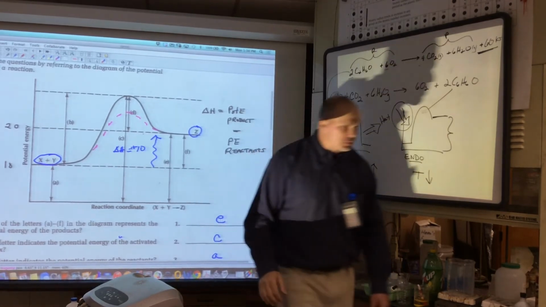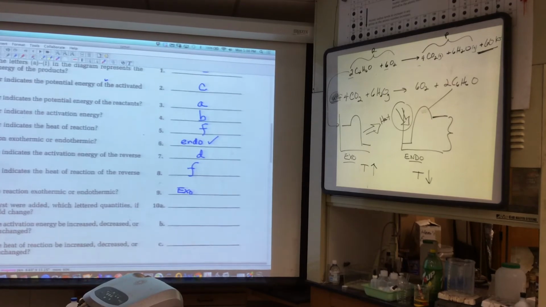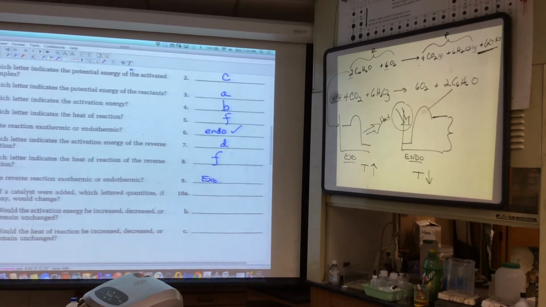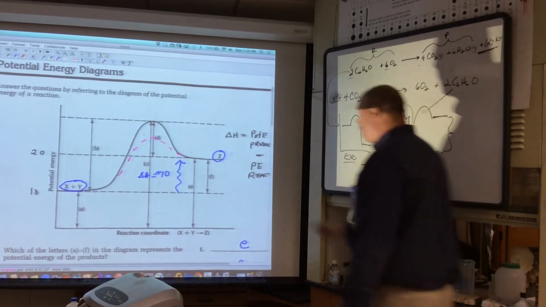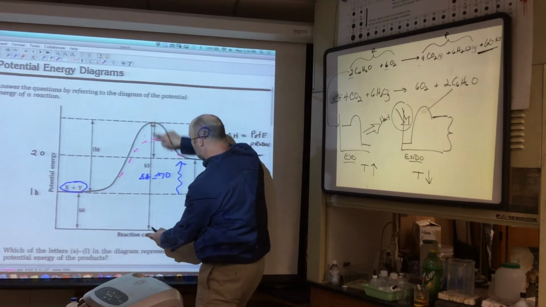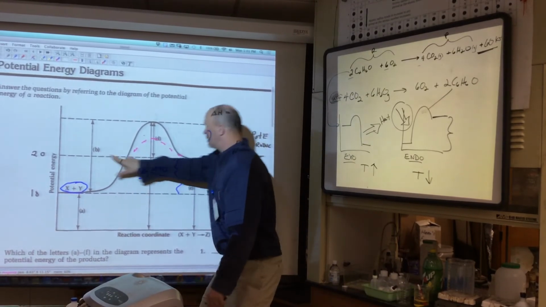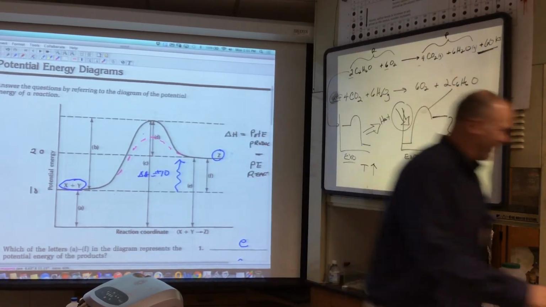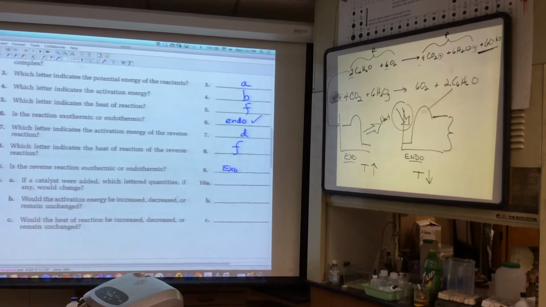So the question reads: if a catalyst were added, which lettered quantities, if any, would change? D would definitely go down. Who else would go down? C would go down, and B. So B, C, D.